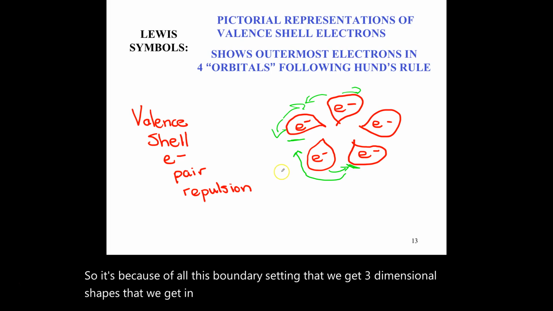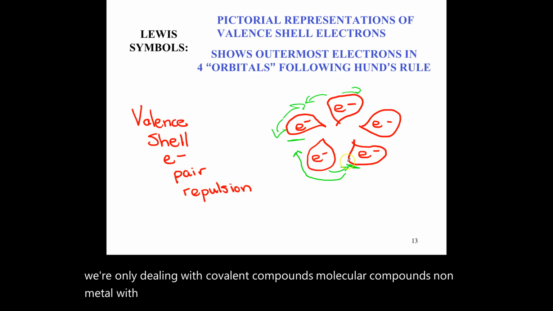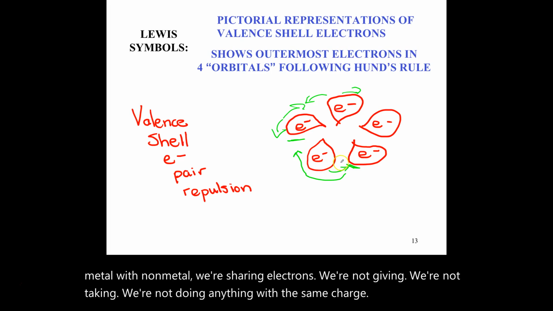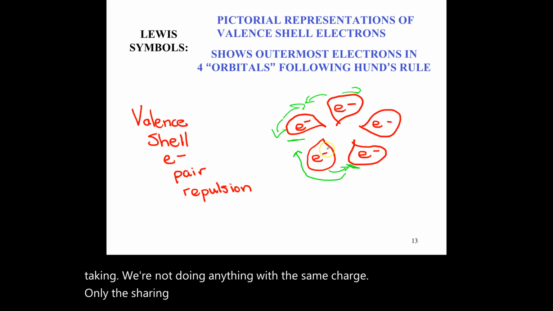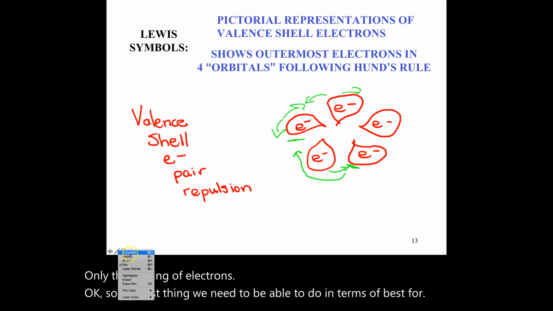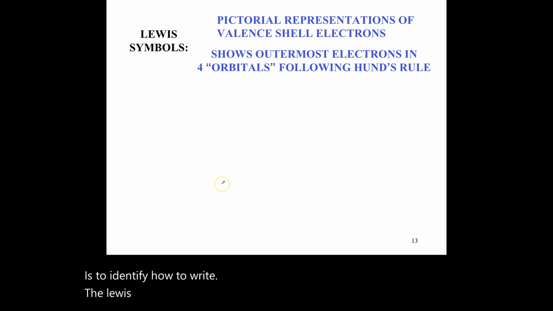And it's also important to remember that we're only dealing with covalent compounds, molecular compounds, nonmetal with nonmetal. We're sharing electrons. We're not giving, we're not taking, we're not doing anything with the exchange of charge. Only the sharing of electrons. Okay? So the first thing we need to be able to do in terms of VSEPR is to identify how to write the Lewis structures. And so I've got some things here for you on the screen about that.